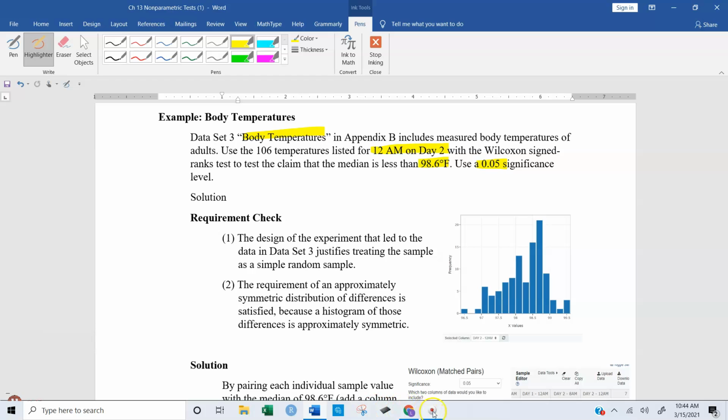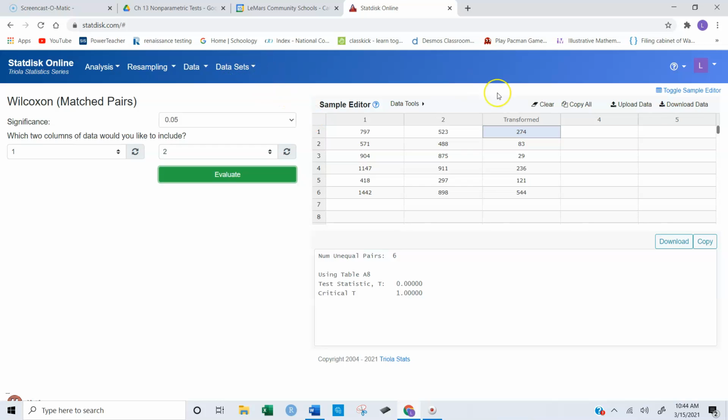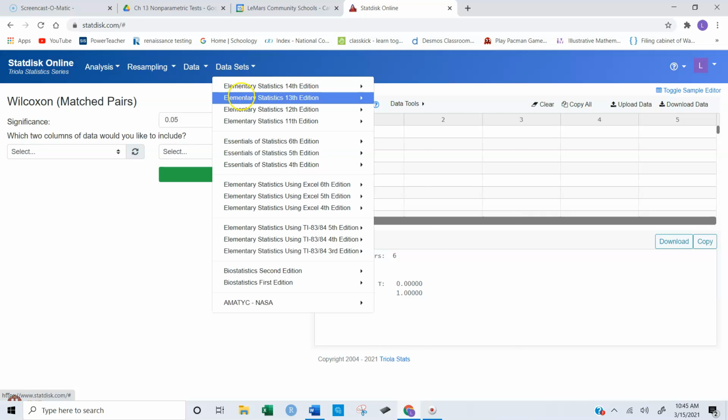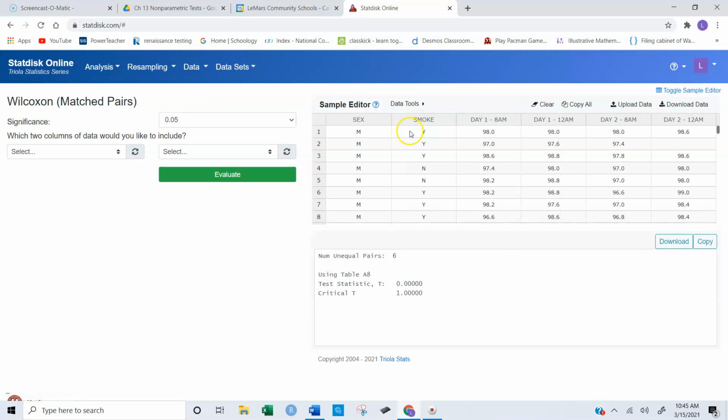So let's get to our StatDisk. All right, let's go. Let's clear our data here, and we want our data set 3 with body temperatures. Now, if you look at day 2, 12 a.m., we have a blank data, so someone forgot to take data is what this means. Whenever you have blank data in a sign test, you insert the median. Since we're comparing against 98.6, 98.6 goes in that spot. Then you check the rest to make sure that none of them are missing, which none of them are.